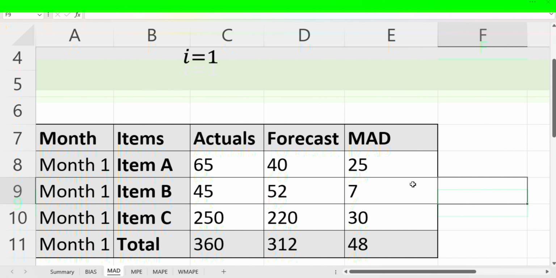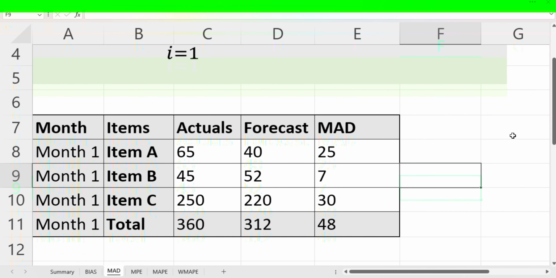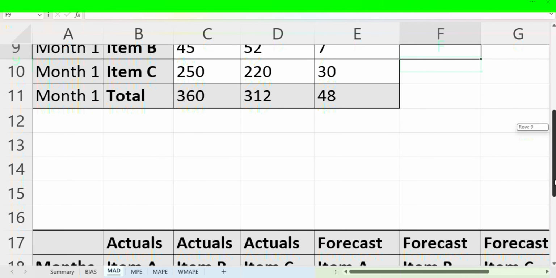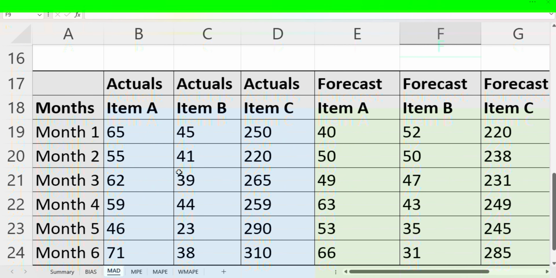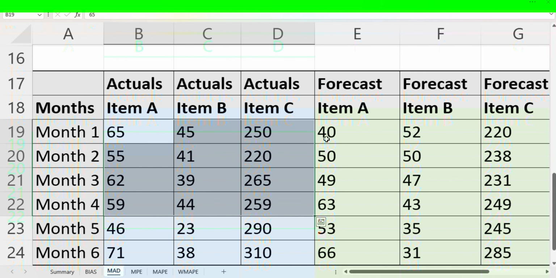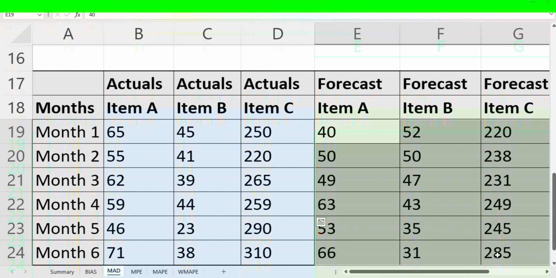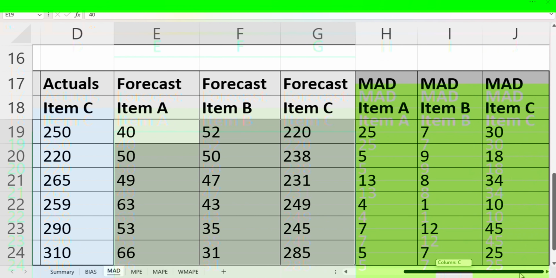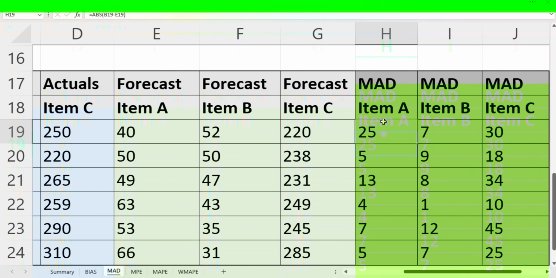See here. Similarly, you can calculate the mean absolute deviation for more than 1 month. See in this table, I calculated for month 1 through month 6. I have the actuals listed here. I have the forecast, and then I calculated the MAD using the same formula.